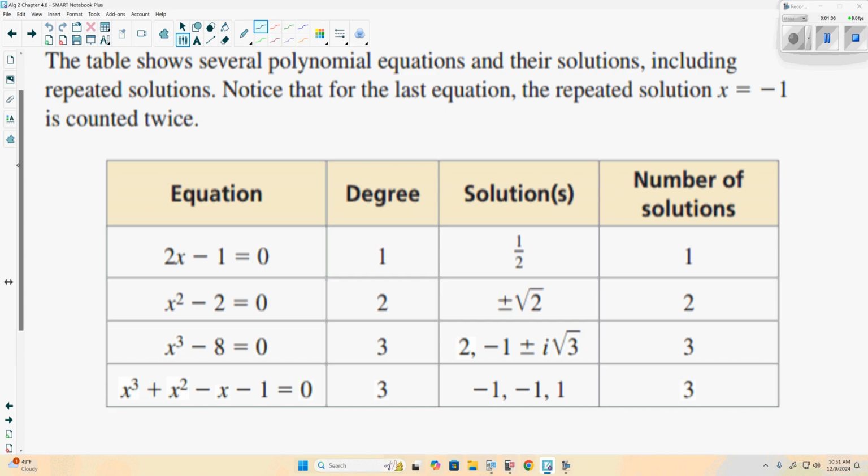Our third equation here is x cubed minus 8. Since the biggest exponent attached to the variable is 3, the degree is 3. The solutions actually work out to be 2 and -1 plus or minus i square root of 3. So we have a total of 3 solutions. And lastly, we have x cubed plus x squared minus x minus 1 equals 0. Degree is 3. The solutions work out to be -1, -1, and 1. So the number of solutions is 3. So we have this here.